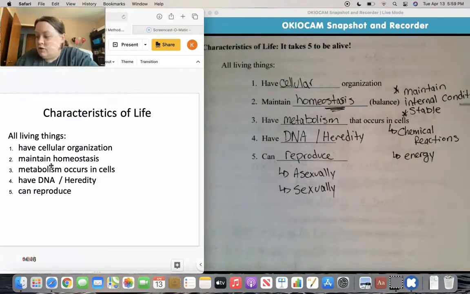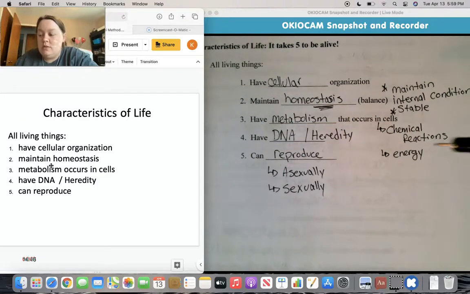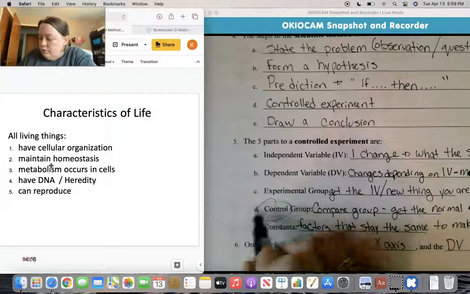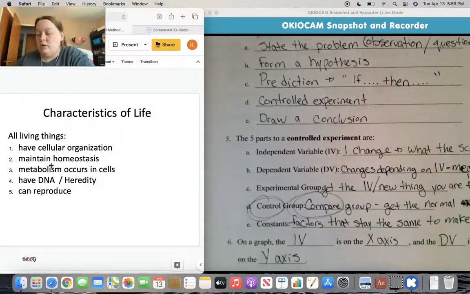Make sure you pay close attention to the different keywords that will lead you to your answer. So please make note of these keywords. Another important keyword to note over here, control group, compare group always go together. Keywords are very, very important when you're preparing for your SOL.